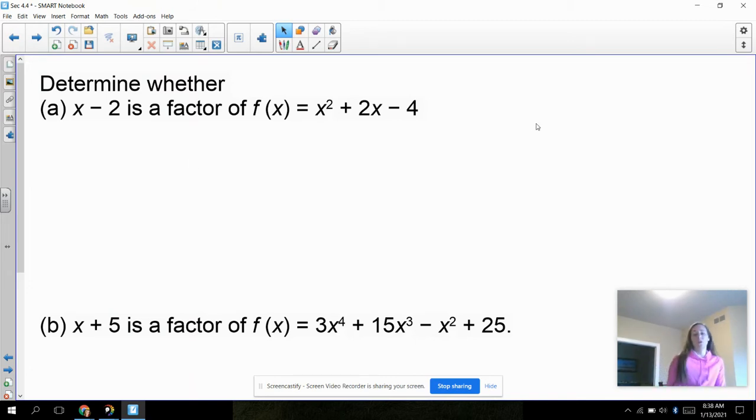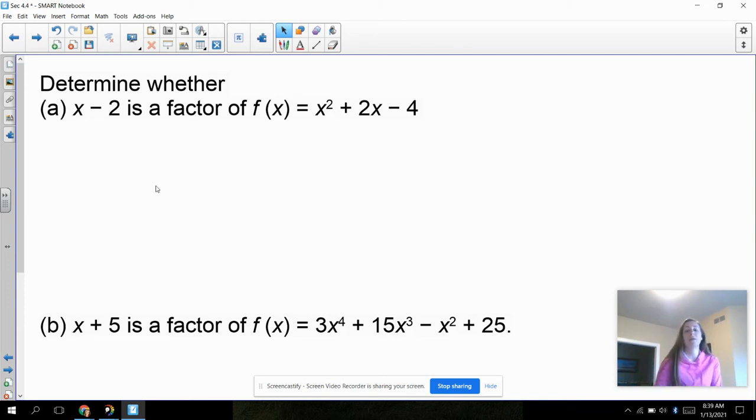Okay, so we're going to look at two different things here. We're going to determine whether this binomial x minus 2 is a factor of this quadratic. And then we're also going to look at when it is a factor, if you look at part B, when x plus 5 is a factor. So it's already telling me that when I plug x plus 5 into this polynomial, it will go into it evenly, which means I should get a remainder of 0. Then we're going to work on factoring stuff that's left over. Okay, so that's what we're going to kind of finish up with.